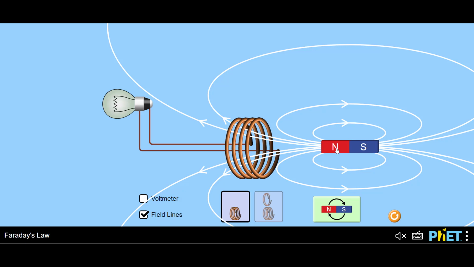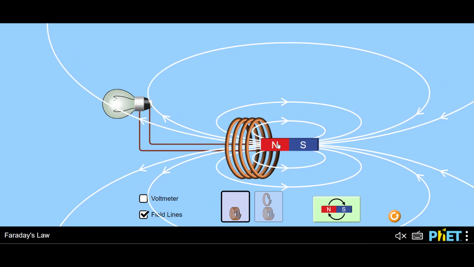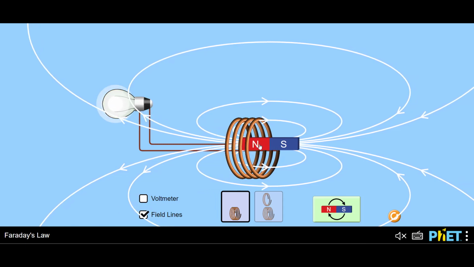Now, as you can see, there is flux. There are magnetic fields passing through the wire, but they are not changing. For electricity to be produced, again, if you understand this, everything will become simple. For electricity to be produced, the flux must always be changing. So let's start moving the magnet. Now look here, the flux is starting to change. The amount of lines passing through the coil here are changing, so we are creating electricity.